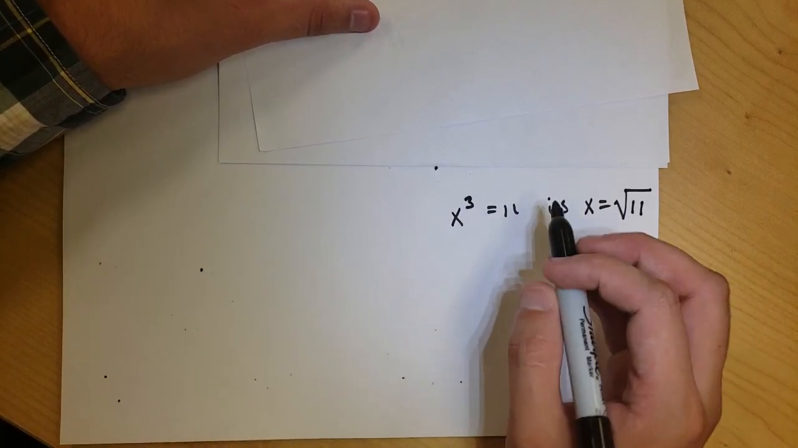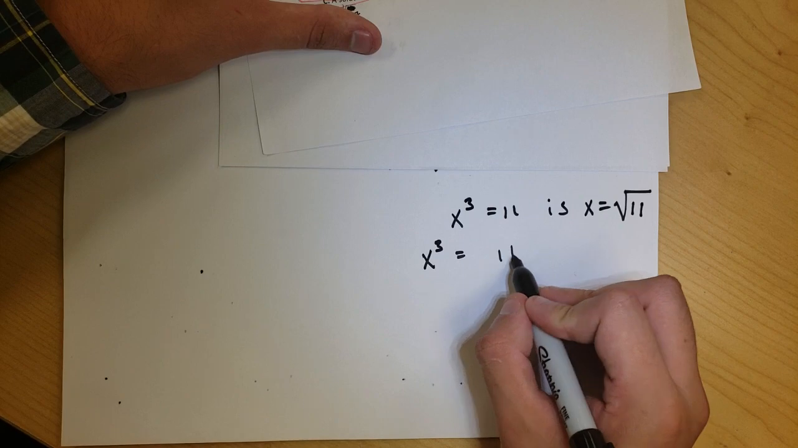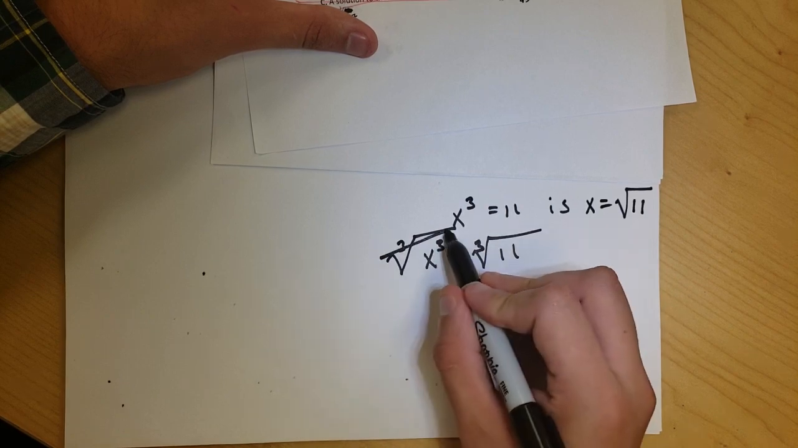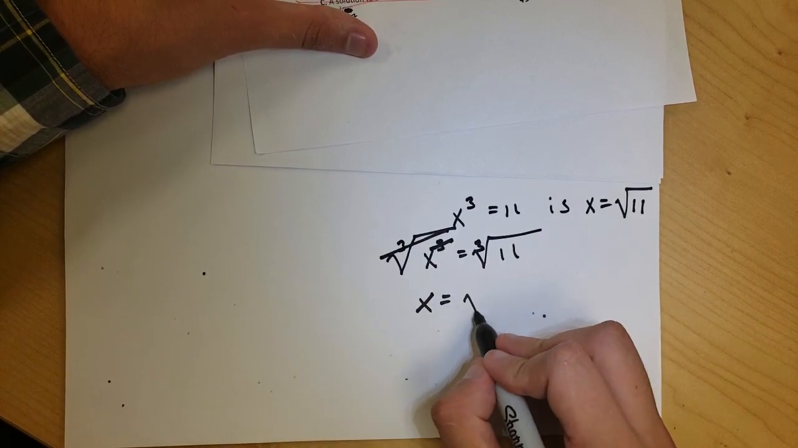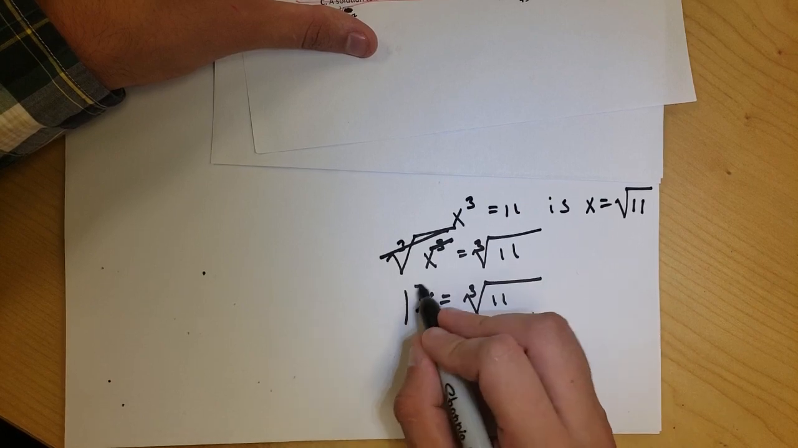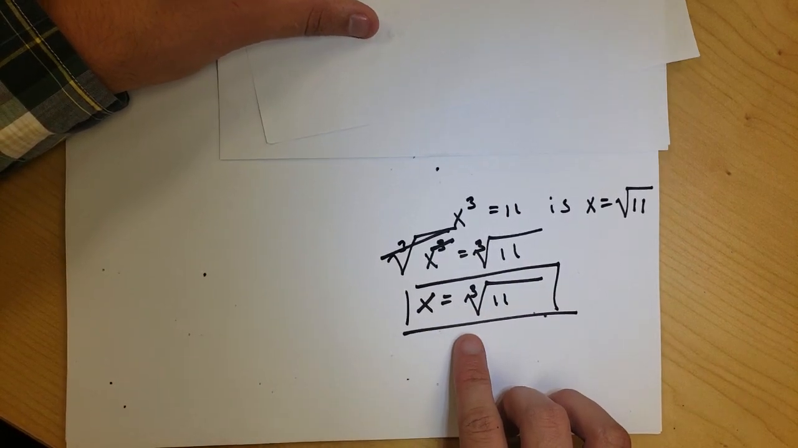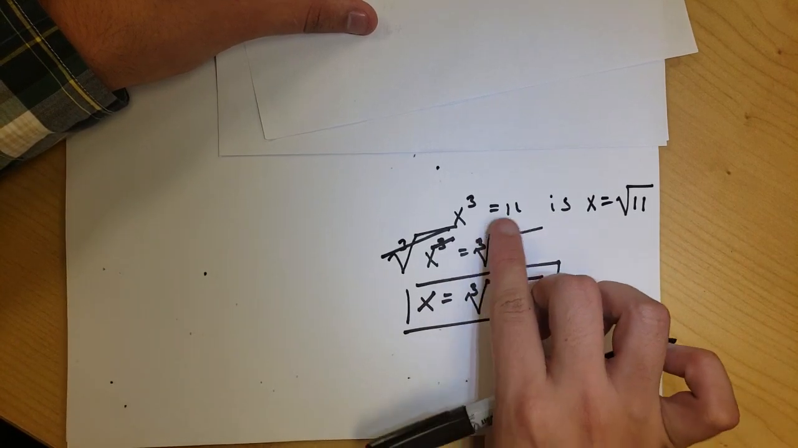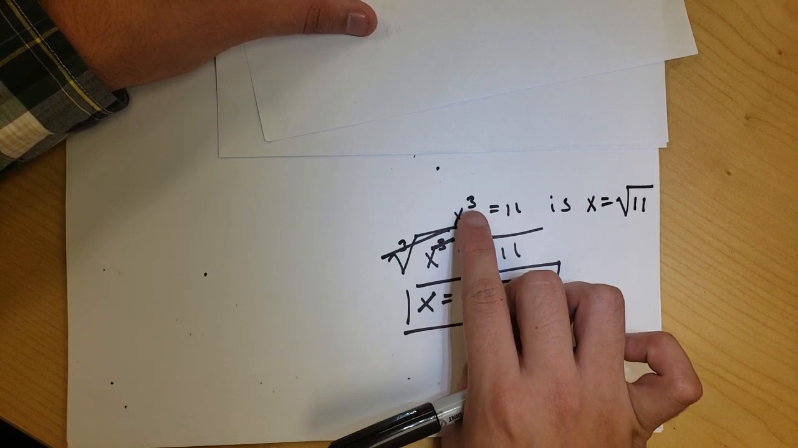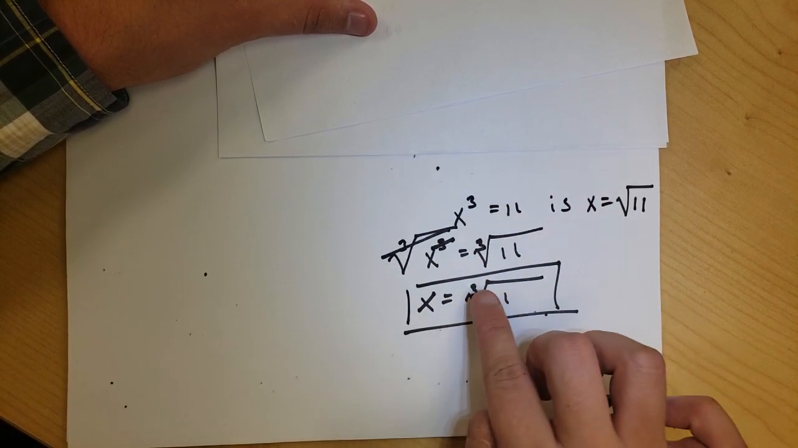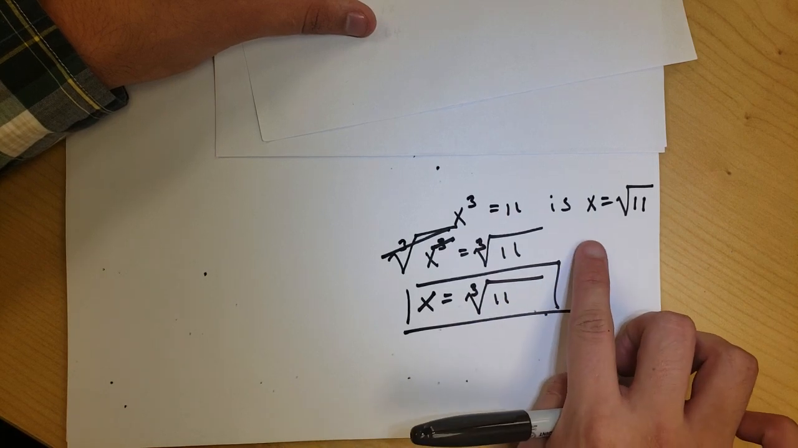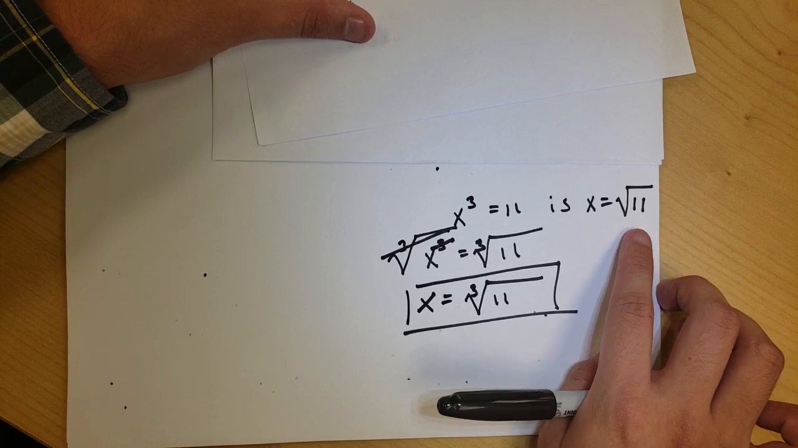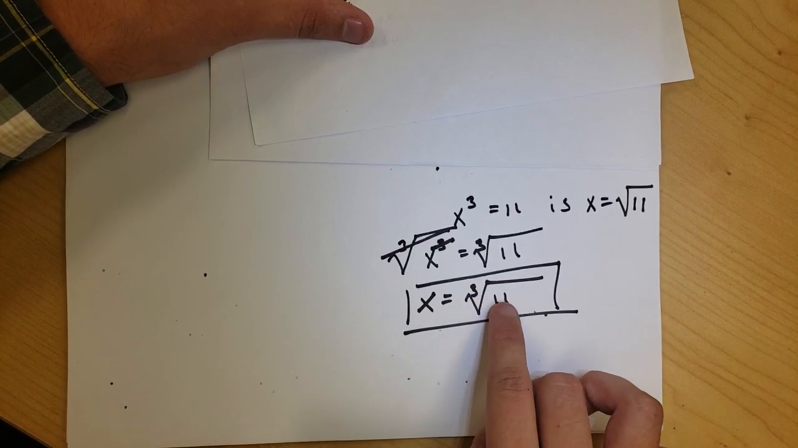Well, if we solve this, x cubed equals 11, to get rid of the cubed, you take the cube root. The cube root goes away and the cube goes away, and you get x equals the cube root of 11. The cube root of 11 is not the same as the square root of 11. The solution to this cube problem, there's only one, and it's the cube root of 11. They're saying that x equals the square root of 11 is another solution. That's not true. There's only one solution to this problem, and it's the cube root of 11.